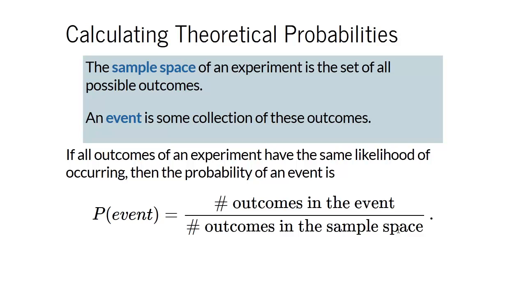Now, even though this example is very basic, let's see how it works. If we wanted to compute the probability that a fair coin lands heads, so we want the probability of heads, there is one outcome that corresponds to the event. That outcome is heads. There are two total outcomes in the sample space, heads, tails. So the probability that a fair coin lands heads is 1 divided by 2, or 1/2, or 0.5.